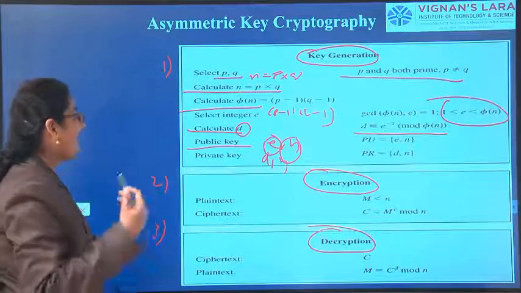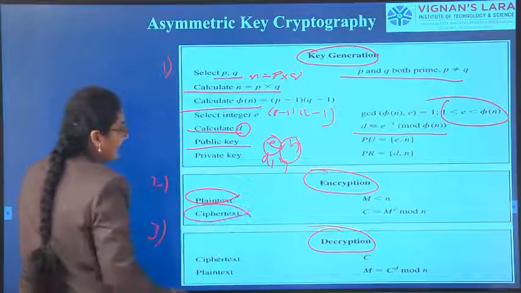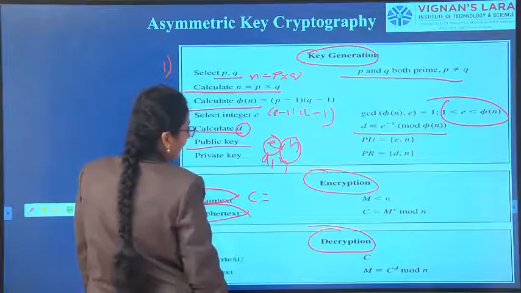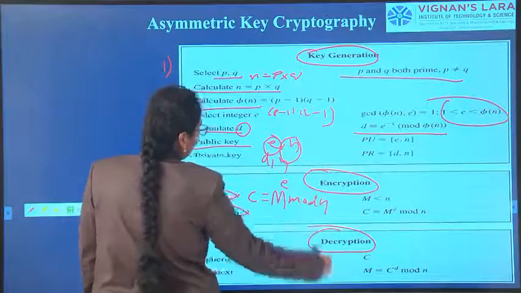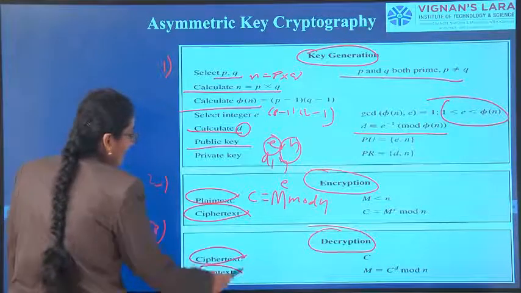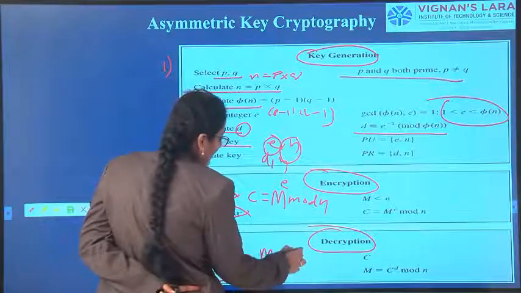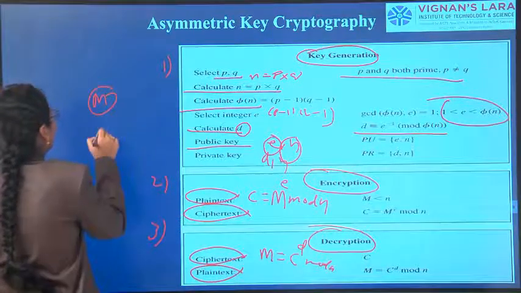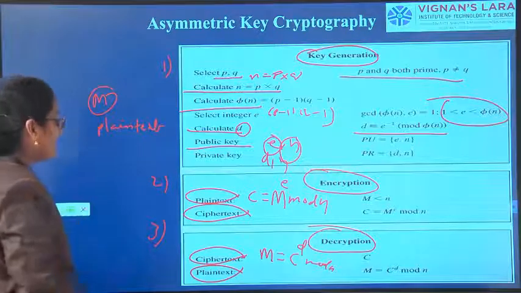What is second step? Encryption. In encryption what we will do? We will convert plain text into ciphertext. So what is the formula for ciphertext? Ciphertext equal to capital M power E mod N. So in decryption what we will do? We will convert ciphertext into plain text. So what is the formula for that plain text? M equal to C power D mod N. Here we are considering M as plain text, because everything is an integer.